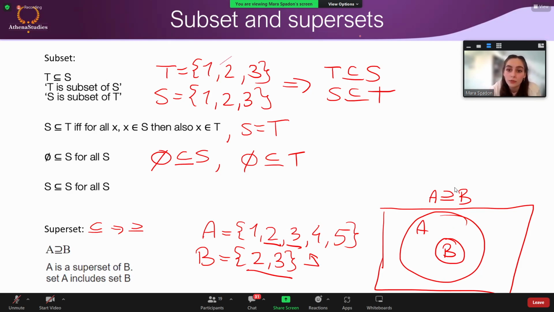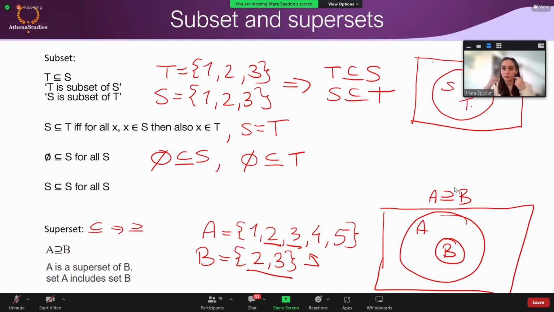When they are equal, so they share the exact same elements, that will look something like this. Let's try to draw. That would just look something like this. S and T both share the same elements, so it's just one circle in the Venn diagram. Okay, is this clear? That is subset and superset.